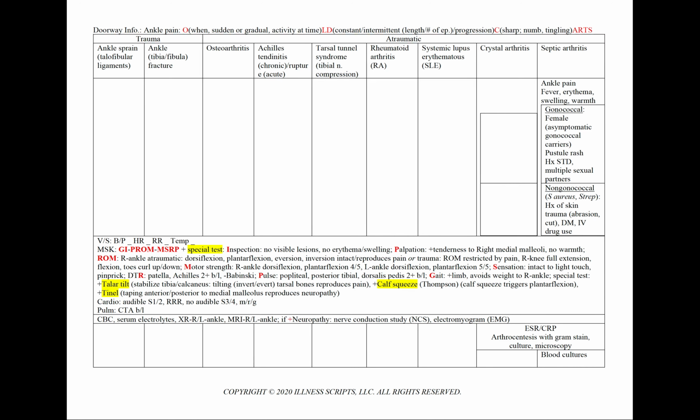And finally, in septic arthritis, we'll find ankle pain, and now with fever and our vital signs, and an inspection on palpation will note an erythema, swelling, warmth, and it can also be given to us by bandages in the physical exam. And in the gonococcal form, it's classically seen in a female because they're asymptomatic gonococcal carriers. We could also see the finding of the pustular rash and a history of STDs or multiple sexual partners. And in the non-gonococcal Staph aureus or strep, there will be a history of skin trauma, abrasion or cuts, diabetes, or IV drug use. And in addition to our arthrocentesis, we'll order blood cultures.